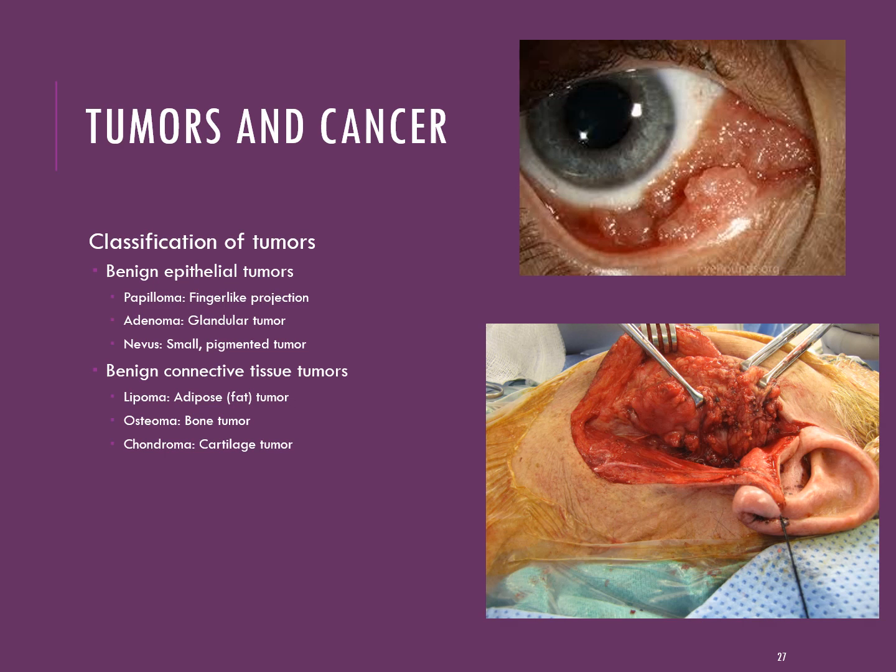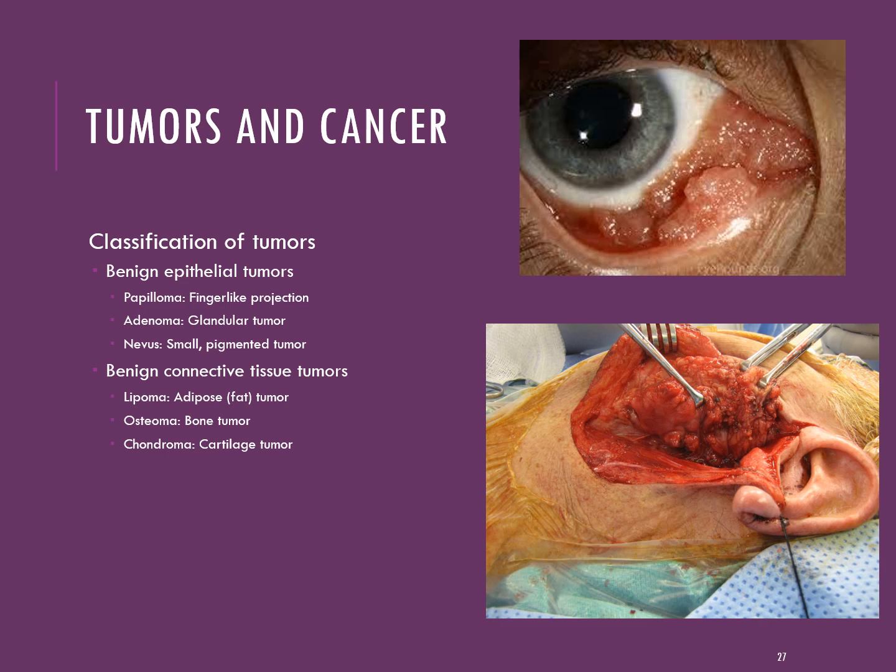So benign epithelial tumors, these are going to be the tumors that attach themselves or grow from different epithelial tissues in the body. The first type is called a papilloma. Papillomas form finger-like projections, and an example of this would be a wart. Adenoma is a general term for benign tumors that arise from glandular tissues. And then a nevus is a small pigmented tumor, and a good example of this could be a mole or some sort of birthmark even.